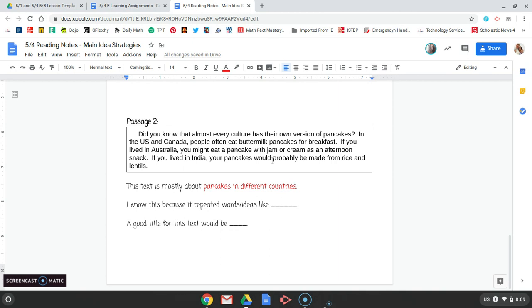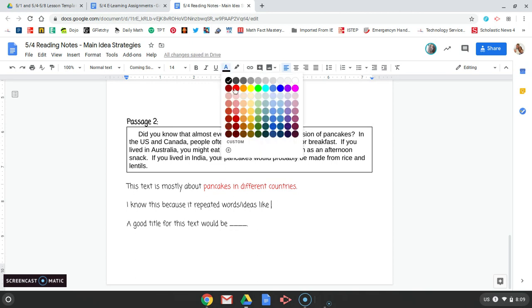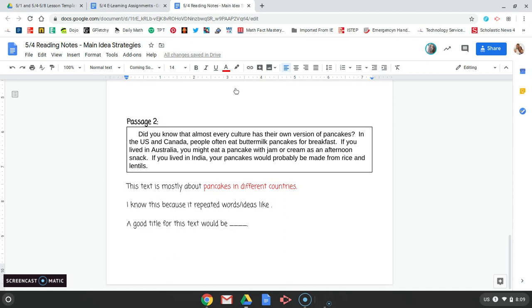All right, so how do we know this? Well, what repeated words did we see? What were some words that helped us come up with this? First word was pancakes. And then what words showed us that there were different countries? US, Canada, Australia, and India. So those were the words that helped us figure out our main idea.